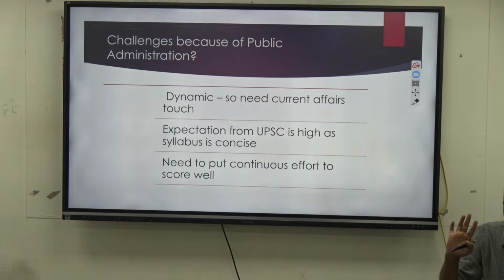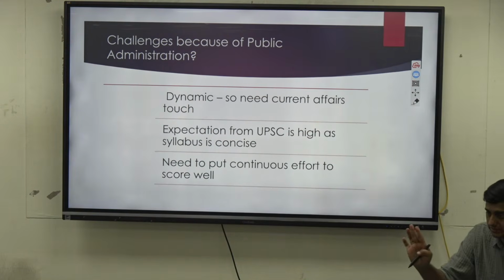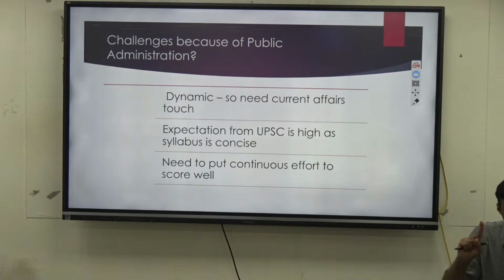But science optionals, one of the biggest advantages of science optionals is which one? Objectiveness. There is no scope for creativity. There is no scope for interpretation and analysis. But what is the biggest challenge in science optionals? Even for that matter, geography or physics or math or agriculture optional or medicine optional, the biggest challenge is what? The syllabus will be very, very huge. You have to write lots of notes. Revising them is very, very difficult.